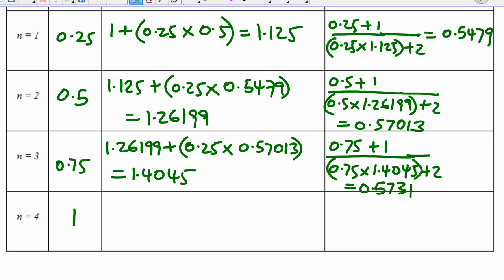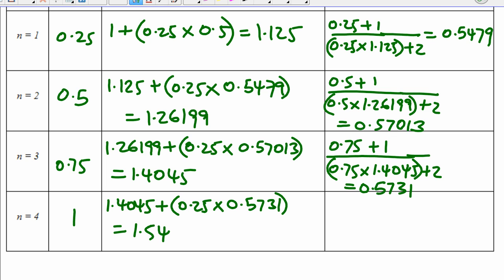0.5731. Okay, and then the last step, you now use the previous y value, which is 1.4045 plus 0.25 multiplied by the previous gradient, which is 0.5731. And what you end up with is your y value at x equal to 1, which is 1.5478.